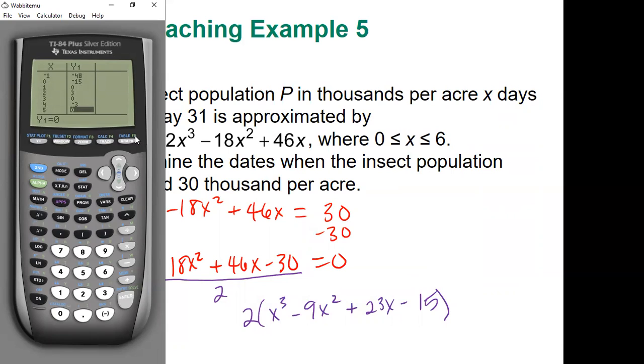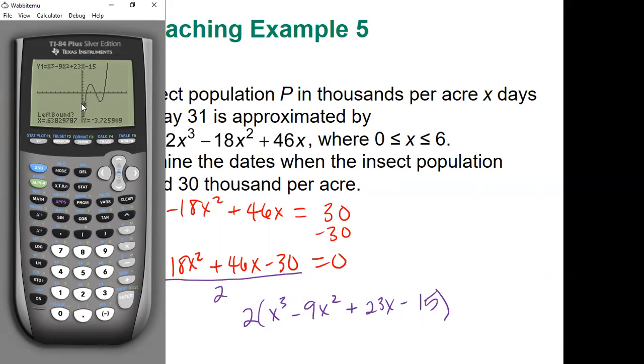The other option is from the graph. You can find your zeros by using second trace and see where it says zero. I'm going to press 2 for zero. Now you want to be able to see your little spider, so make sure you see your spider. And just like we read a book, we read our graph from left to right. So it says left bound.